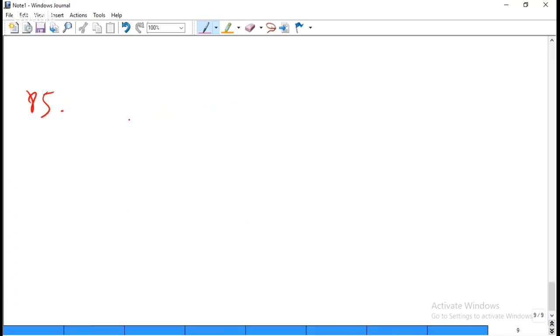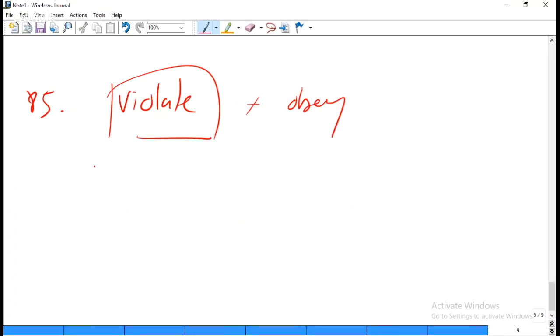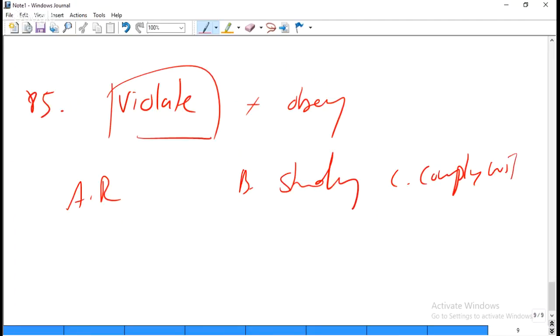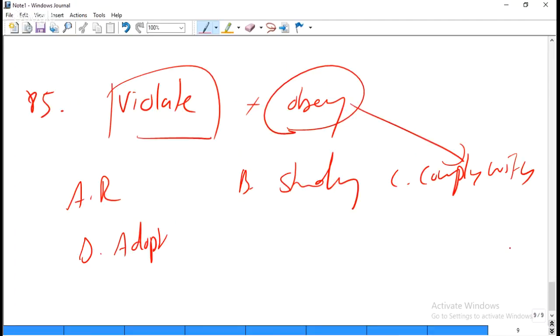Question number 85. Violate. So violate means to break the rules. So in options we need to get obey the rules. A is respect, B is steady, C is comply with, D is adopt. Violate means the antonym should be obey. So with that meaning we have got comply with.